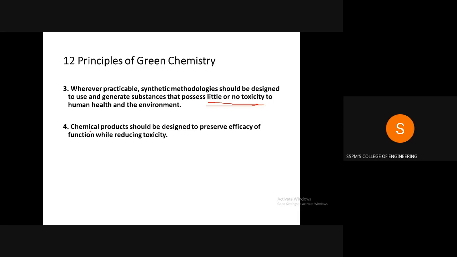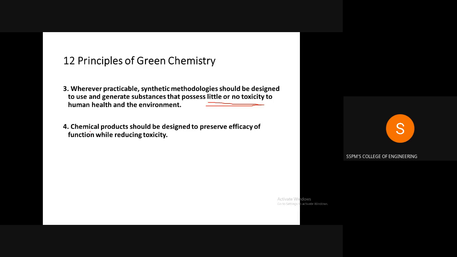Next principle is the use of auxiliary substances. Solvents and separation agents should be made unnecessary whenever possible, and when used, innocuous. आपण ह्याच्यामध्ये जे सॉल्व्हंट यूज करतो, जेव्हा सॉल्व्हंट तुम्ही बेन्झिन ॲज अ सॉल्व्हंट वापरत असाल, किंवा दुसरं ऑप्शन असेल त्याला मिथेनॉल. So more carcinogenic solvent is benzene as compared to methanol. So we should avoid benzene as a solvent as compared to methanol.